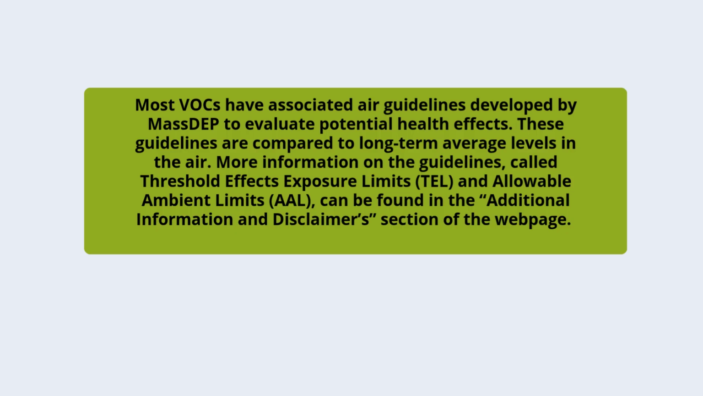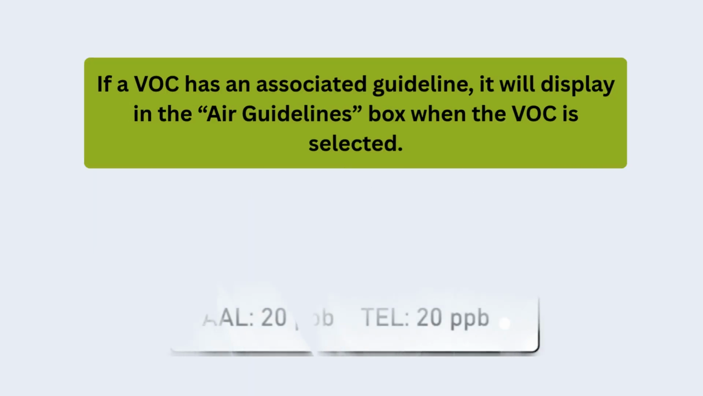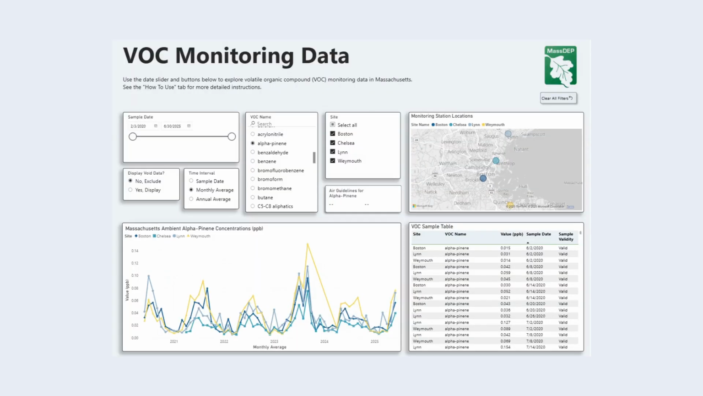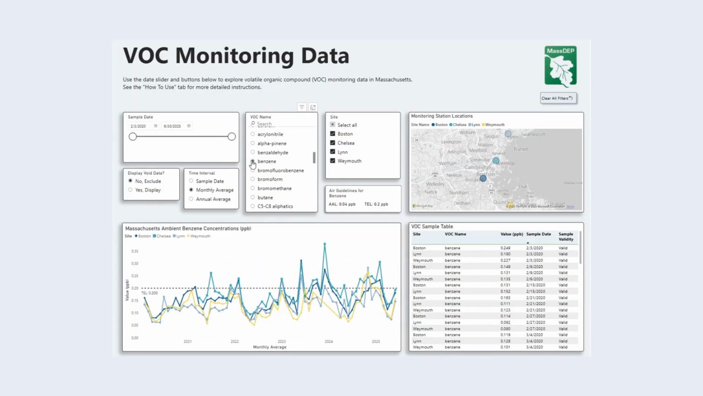More information on the guidelines, called Threshold Effects Exposure Limits or TEL and Allowable Ambient Limits or AAL, can be found in the Additional Information and Disclaimers section of the webpage. If a VOC has an associated guideline, it will display in the Air Guidelines box when the VOC is selected. If any sample in the displayed date range exceeds the TEL, an indicator line will display on the graph.